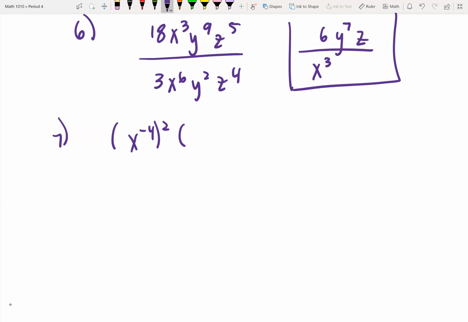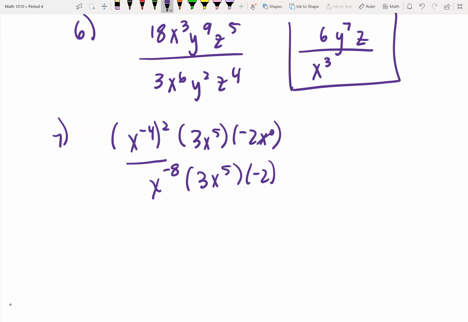So I'm raising the first guy to the second, and then I'm going to multiply it by that and by that. Okay, well, x to the 0 is a 1. 1 times negative 2 is a negative 2, so that's gone. Okay, then power to a power, negative 4 times 2 is a negative 8. That's going to be multiplied by 3x to the 5th and times a negative 2.